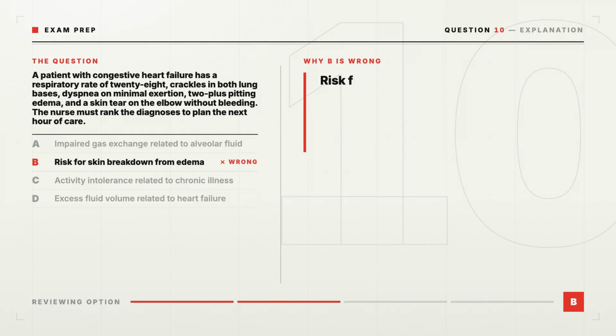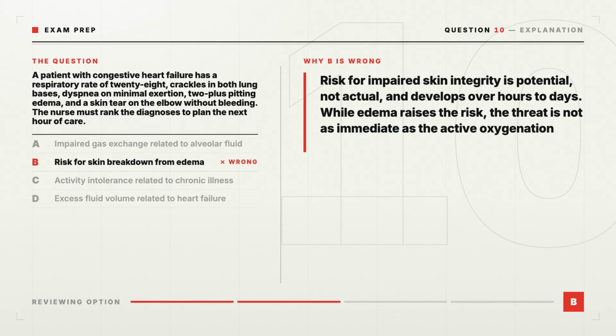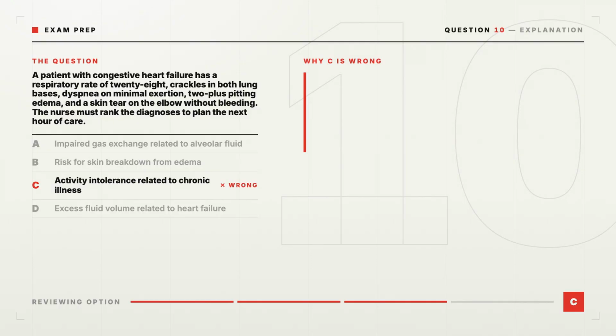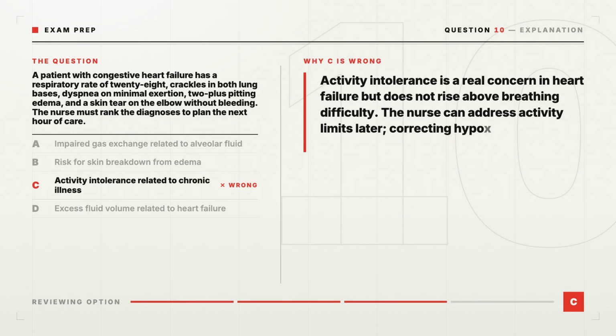B is wrong because risk for impaired skin integrity is potential, not actual, and develops over hours to days. While edema raises the risk, the threat is not as immediate as the active oxygenation problem at the bedside. C is wrong because activity intolerance is a real concern in heart failure, but does not rise above breathing difficulty. The nurse can address activity limits later. Correcting hypoxia and ventilation comes first using ABC priorities.